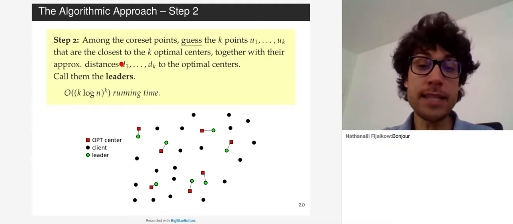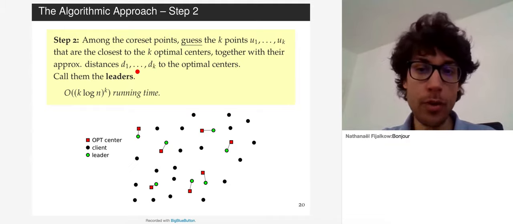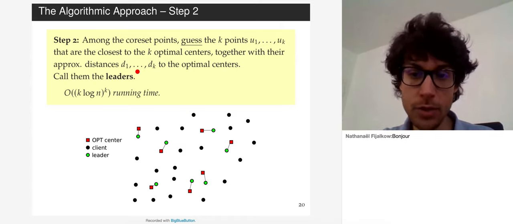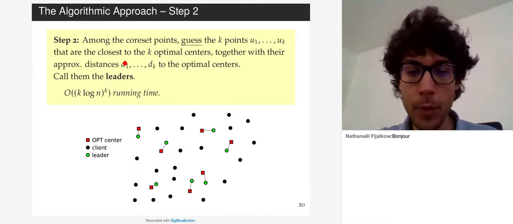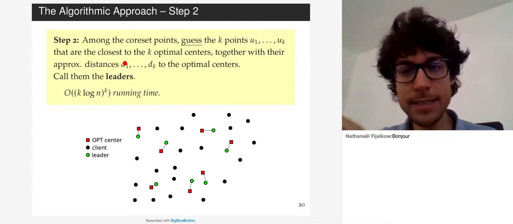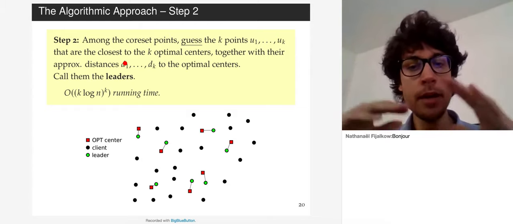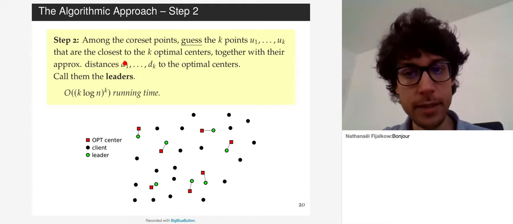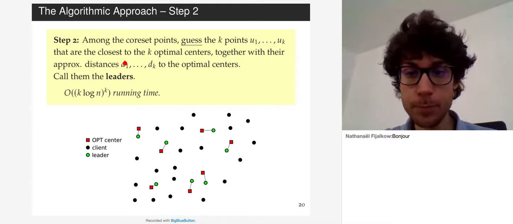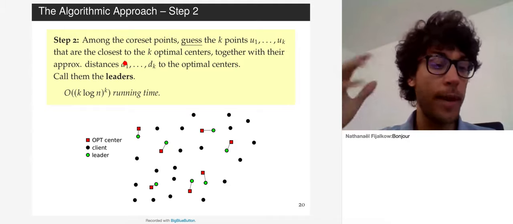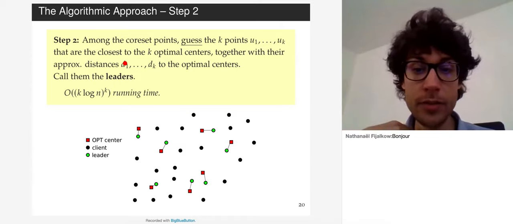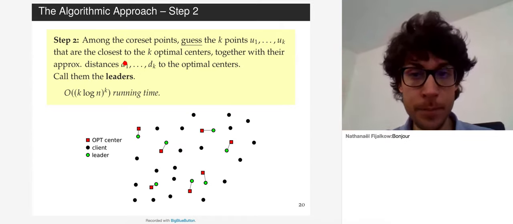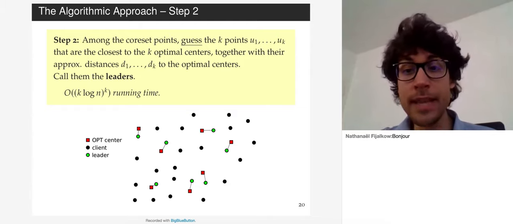And I need to guess the distances. Here I can do a little trick to have approximate distances up to a 1 plus epsilon factor. I'm not going to go too much into the details, but if you have n distances, you can round them to powers of 1 plus epsilon, and you can show that there are only log n different values of interest, and you just have to guess among them. So the guessing here is just enumeration. I'm going to try all possible k-tuples for my leaders and all possible k-tuples for the distances. So it's brute force, nothing smart.